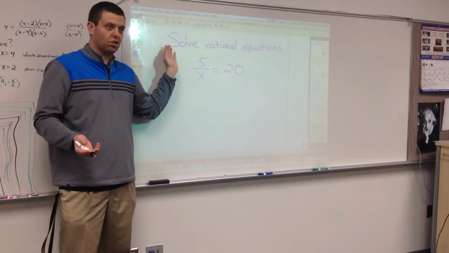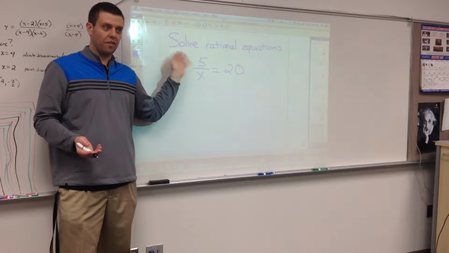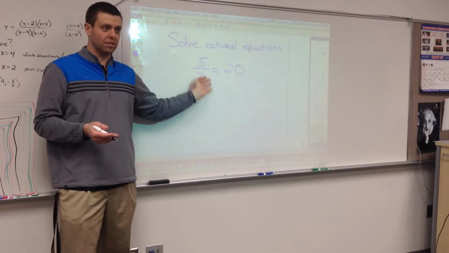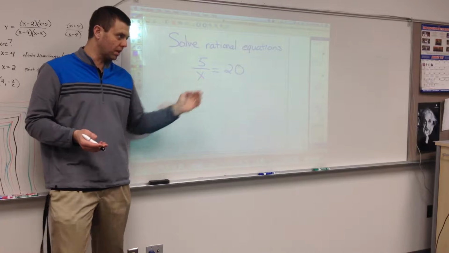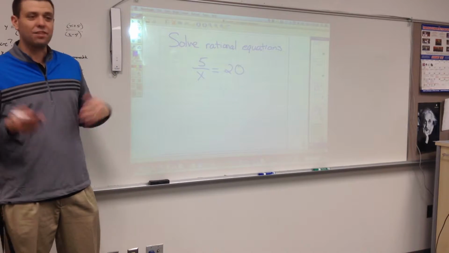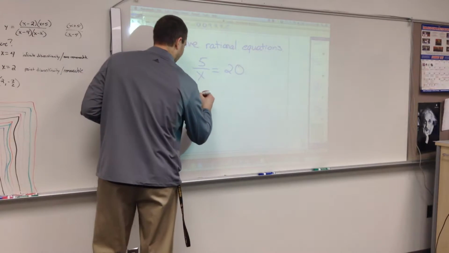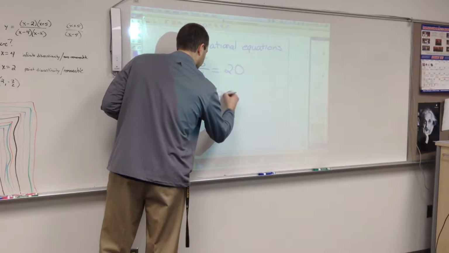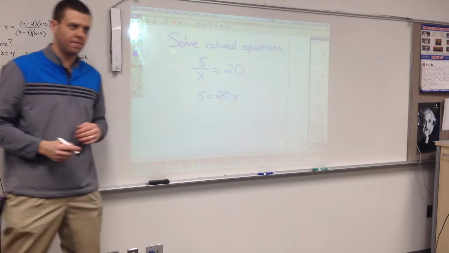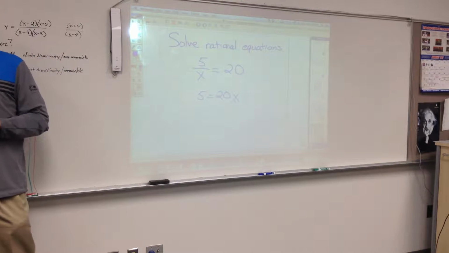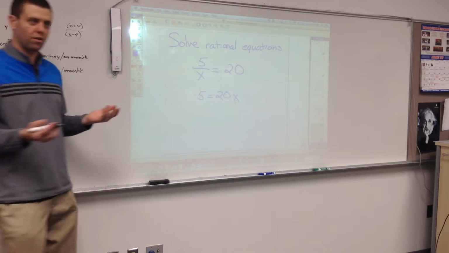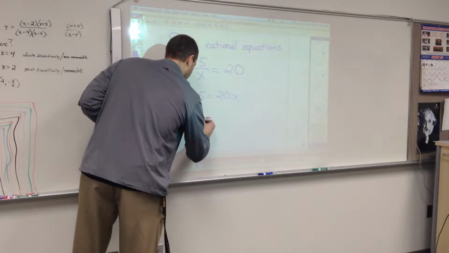Gets rid of the x. You don't have a fraction on this side anymore. It cancels that x out, and you don't have a fraction anymore. So I multiply both sides by x, and I get 5 equals 20x, right? Then obviously divide both sides by 20 and you get 1/4. x equals 1/4.